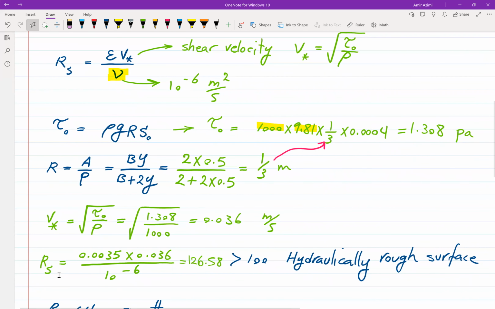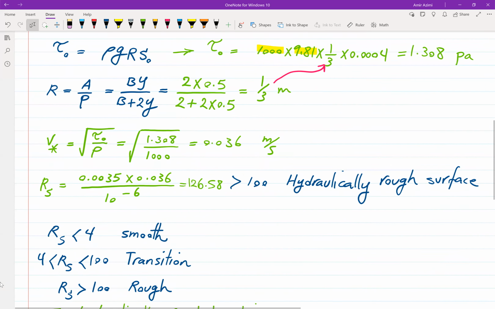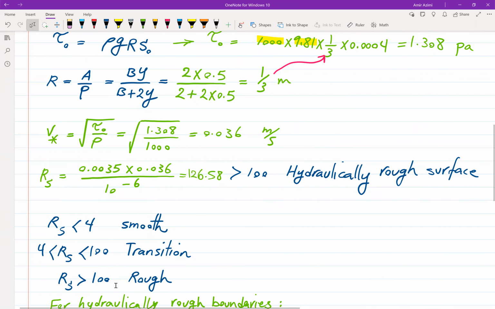And then I can calculate the bed Reynolds number, which is epsilon, 0.0035 meter multiplied by 0.036 meter per second, divided by 10 to the power of -6 meters squared per second. So here we have 126.58, which is larger than 100. So we are in the classification of hydraulically rough surface.